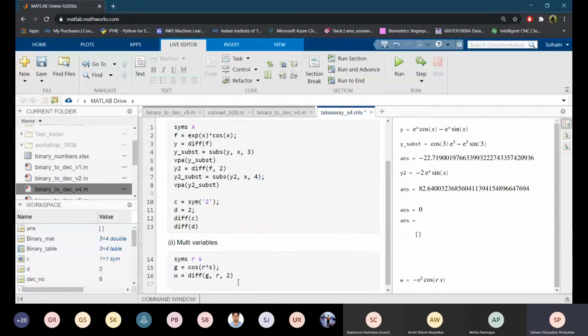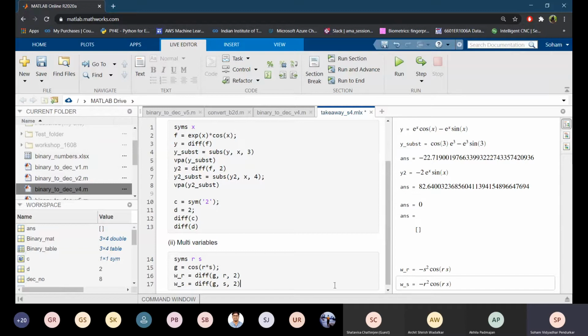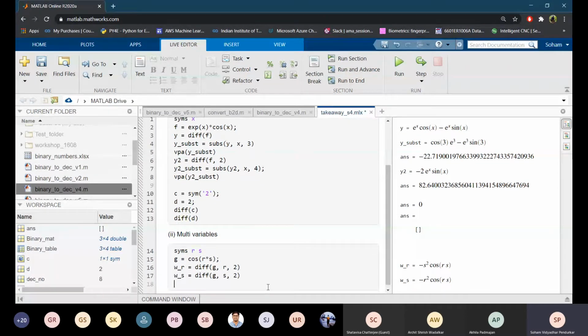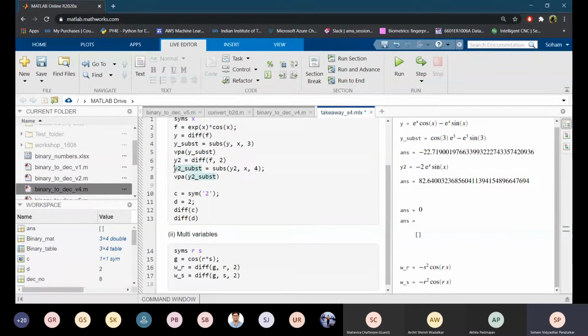Let's say wr, then ws is equal to diff g comma s comma 2. See, this is what you get, obviously, and then how would you substitute this? So substitution again. I'll combine the two of these commands. So there is no need to store it in one variable and then use it. You can directly use it like this, vpa of substitute.